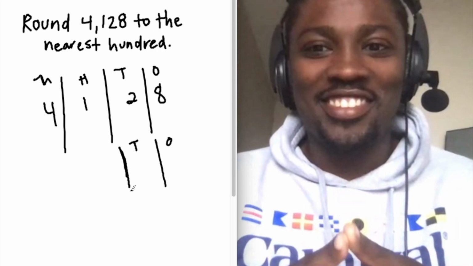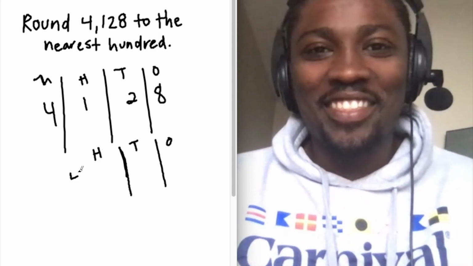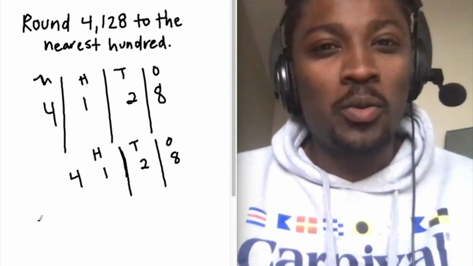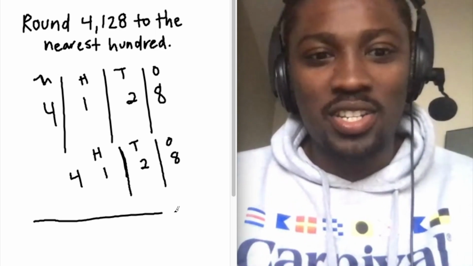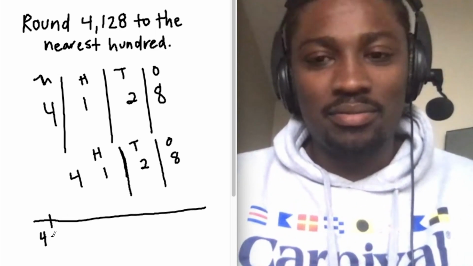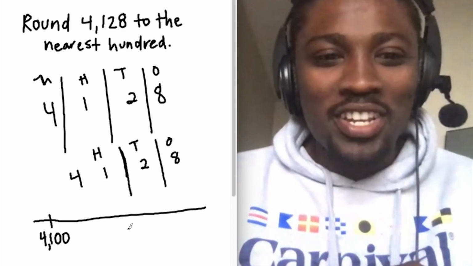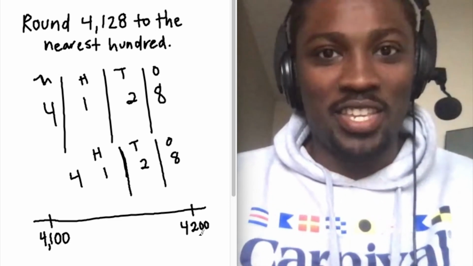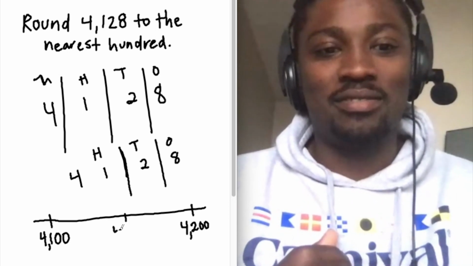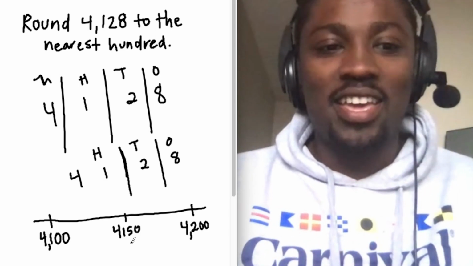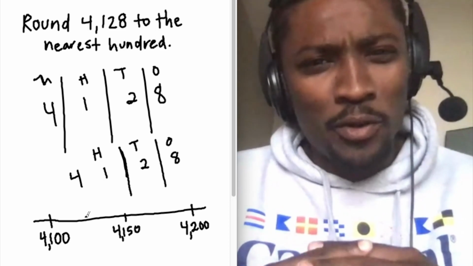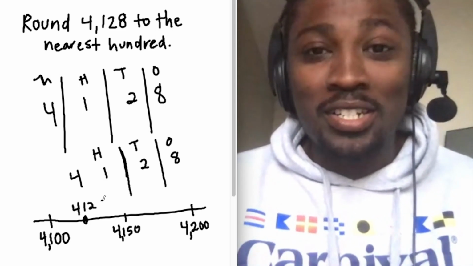Oh, okay. I can already see where you're going with this. Interesting. Okay. And now I see that I have 4,100 is my low hundred. I put that on the number line. Okay. Got it. Then one more hundred is 4,200. Okay. And then my halfway mark is 4,150. I'm writing that in. Got it. And now I see that 4,128 is less than 4,150, so it's closer to 4,100.